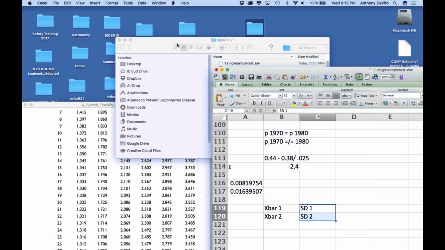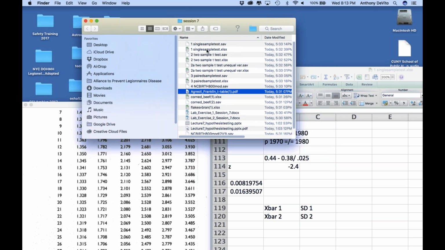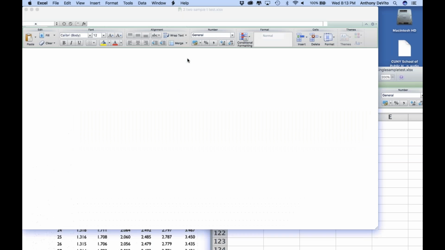Okay, so I'm going to go right now to some samples that I have up here. I'm not sure that these are on Blackboard. They might be on Blackboard from last week's class. I think that's likely. Okay, so we already saw a single sample. Now I'm going to look at this two sample t-test.